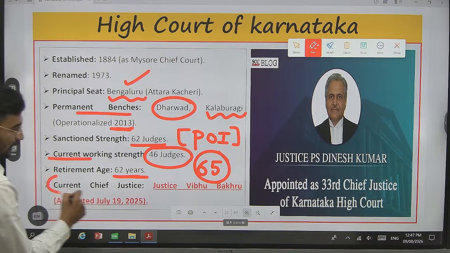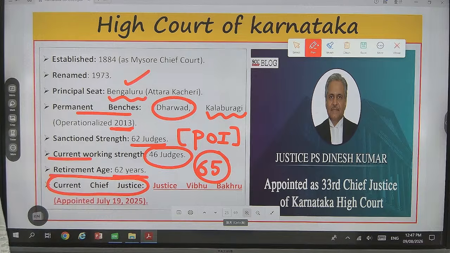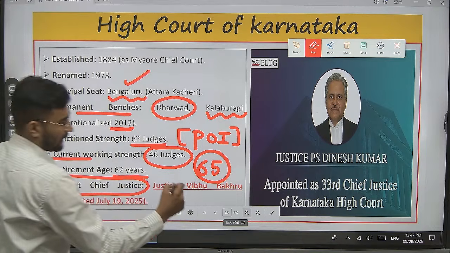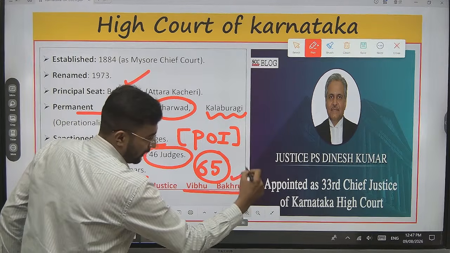Along with that, the current Chief Justice of High Court. Now who is the Chief Justice of the High Court? It is Justice Vibhu Bakhru.